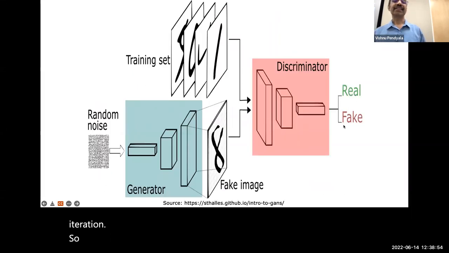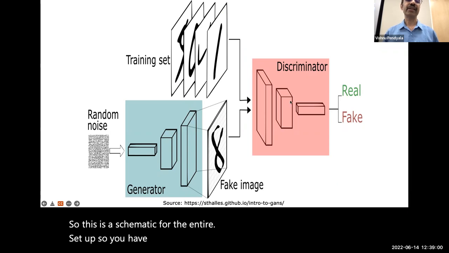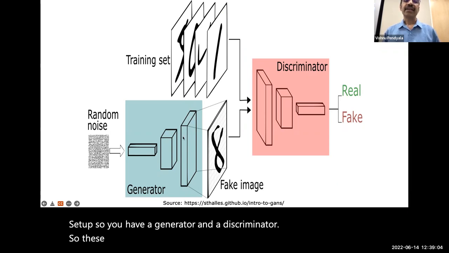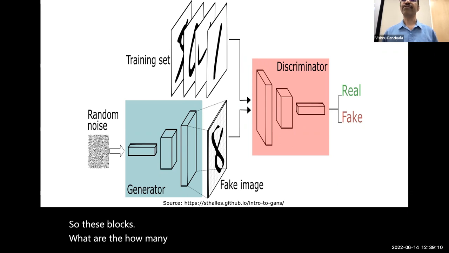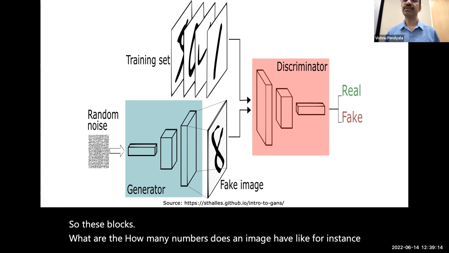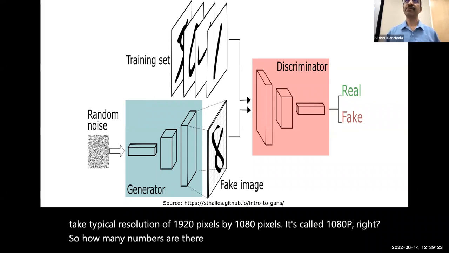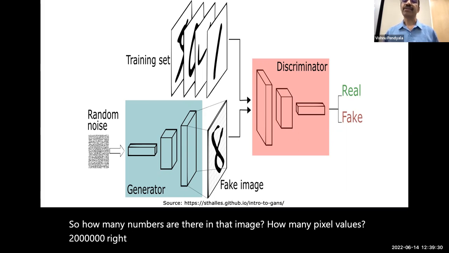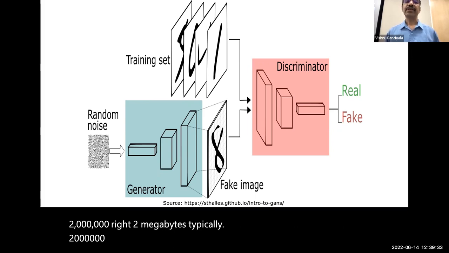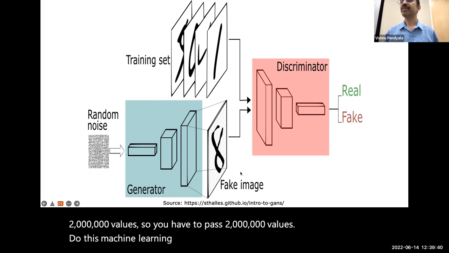So this is a schematic for the entire setup. You have a generator and a discriminator. How many numbers does an image have? For instance, take a typical resolution of 1920 pixels by 1080 pixels. It's called 1080p, right? So how many numbers are there in that image? How many pixel values? 2 million, right? 2 million values. So you have to pass 2 million values to this machine learning program, which is substantial, right?